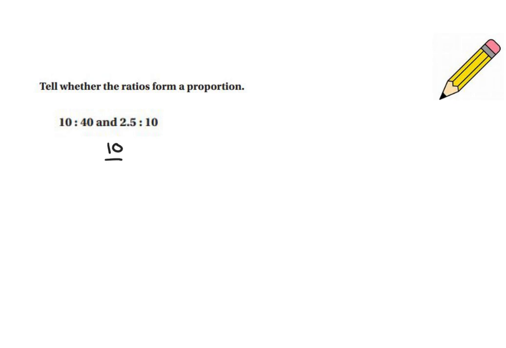Let's try 10/40ths compared to 2.5 tenths. And right away I notice that the numbers are getting smaller. 40 divided by 4 is 10, so if this is proportional, 10 divided by 4 would be 2.5, and it is. So we say yes, those are proportional.